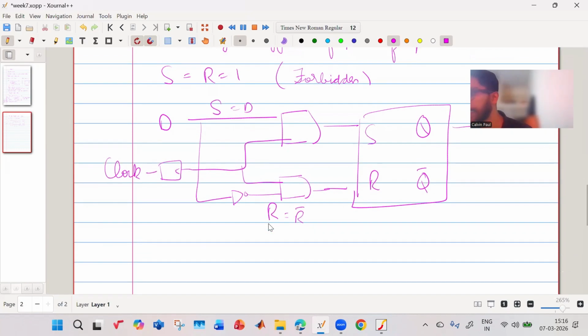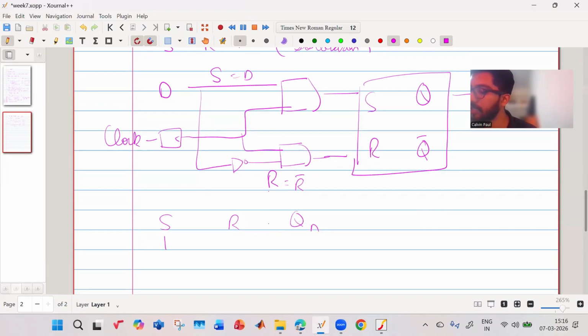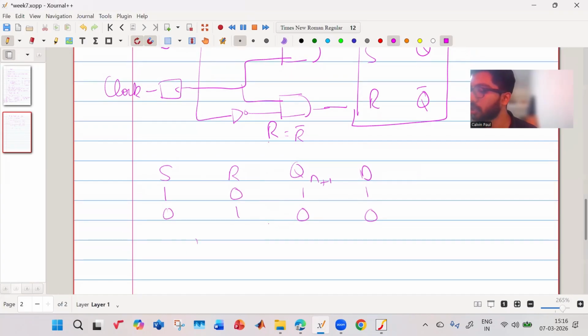If you look at this circuit, you would know that if S is 1, then R has to be 0. You have S, you have R, you have Qn. So there are only two options: either S is 1 and R is 0, or R is 1 and S is 0. So if S is 1, that means Qn is 1. If R is 1, that means Qn is 0. And what is your input D? D is dependent on S. So this is 1 and this is 0. Okay, this is your Qn plus 1. So your Qn plus 1 is equal to D. So this is known as a D flip-flop.